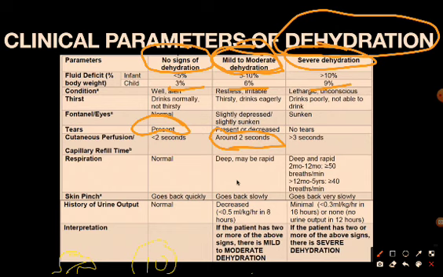For severe dehydration, this time we need to be conscious with this because this classification requires us to use commonly IVF therapy for our patient. So lethargic and unconscious for the general condition.